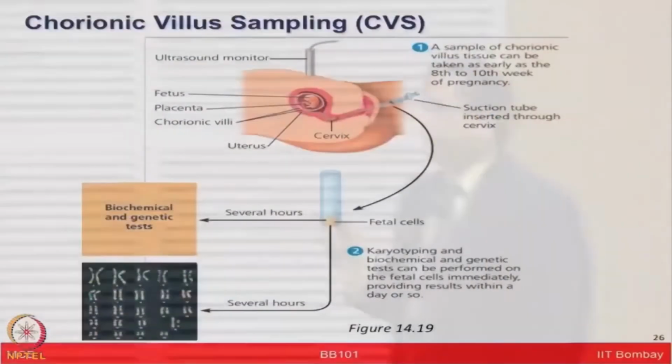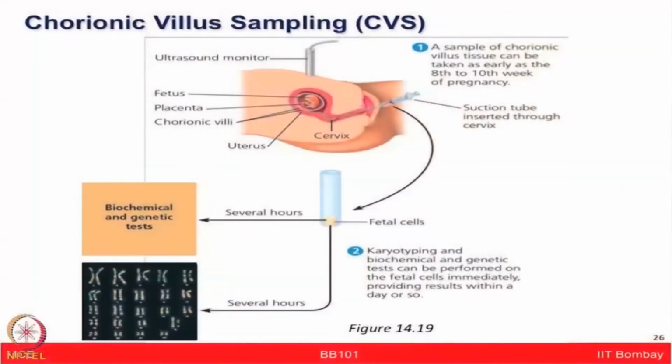The second test is known as chorionic villus sampling, or CVS. In the first case we talked about fluid. In the second case, they are taking some of the chorionic villus tissue, a small bit of the tissue. Of course, you do not want to damage the fetus. You are just taking a small tiny bit of tissue there, and from that tissue you will have many more cells as compared to the fluid that you would have taken.